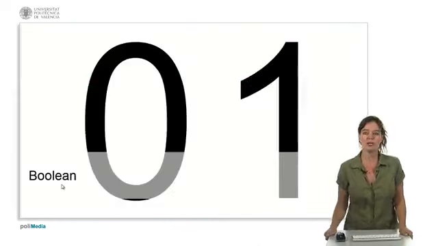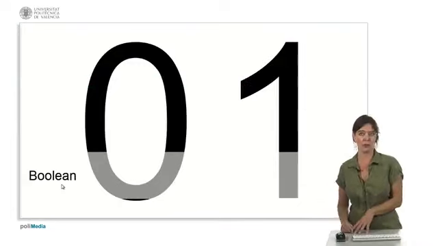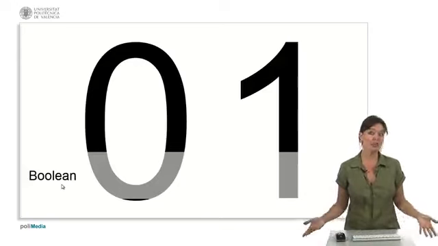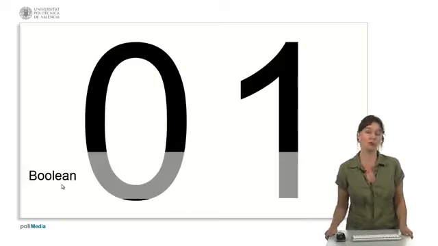So the first one is the Boolean data type. This is to store whether something is true or false. And its representation is straightforward, as each piece of data will only need one bit, 0 for false and 1 for true.